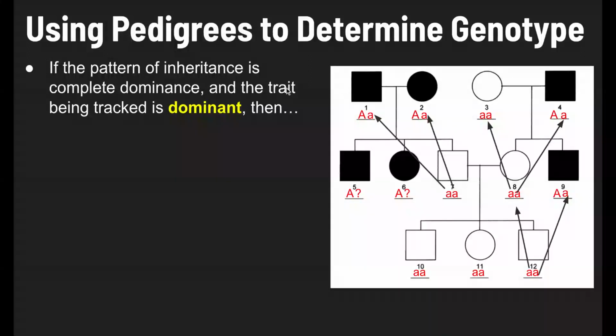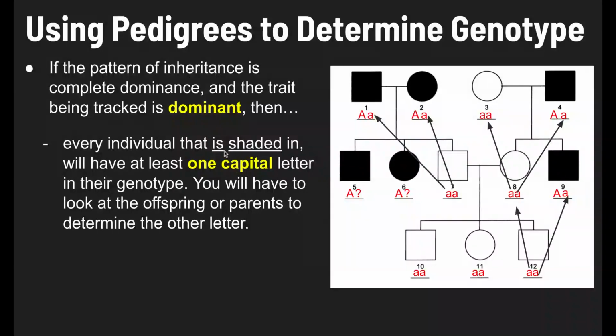So for the examples we're about to look at, the pattern of inheritance is going to be complete dominance. And the trait that's being tracked in this case, on this slide, is a dominant trait. So that means that everyone that's shaded in has a dominant allele. Everyone that is not shaded in would have recessive alleles. Okay, so when you're figuring out the genotype, the letters to assign to each individual, if the trait's dominant, every individual that's shaded in is going to have at least 1 capital letter. So notice, for everybody that's shaded in with black, I've given them at least a capital A.